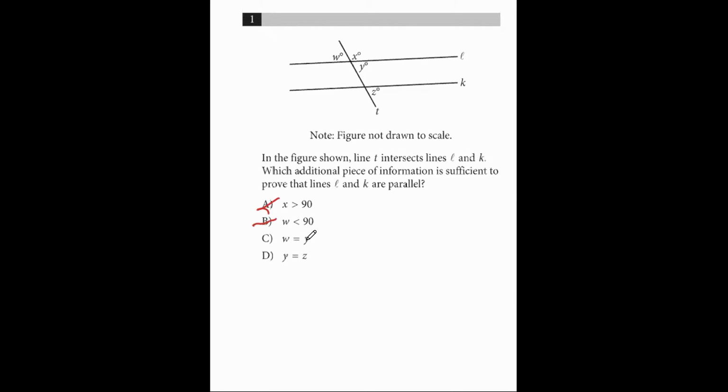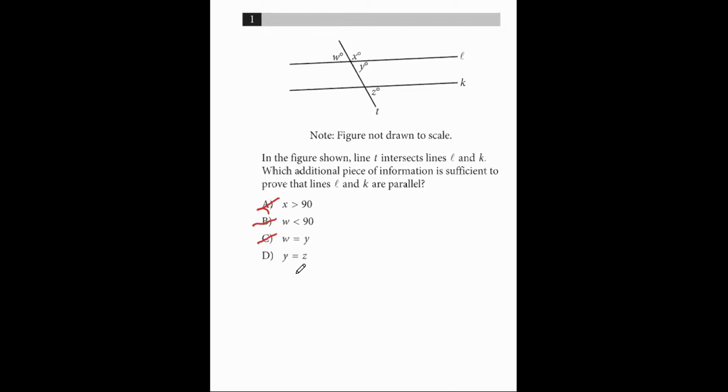For C, W equals Y. Well, that's something we already know since W and Y are opposite angles. So based on the opposite angle theorem, we already know that W has to equal Y. So C doesn't tell us anything we don't already know.